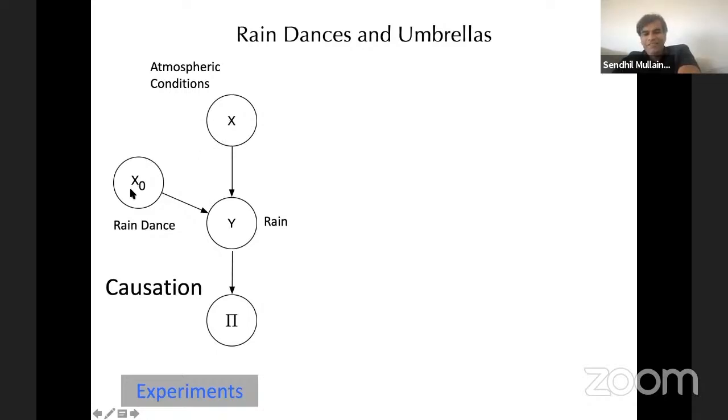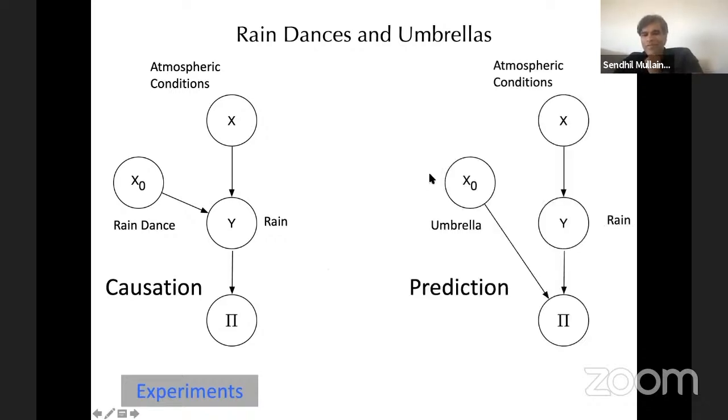We're interested in whether the rain dance influences rain. And experiments are useful for this. Now let's look at the umbrella problem. In the umbrella problem, it looks very similar. There's atmospheric conditions X that go to Y. There's an umbrella, a decision, but notice, whatever you may think, deciding to take the umbrella doesn't have a causal effect on rain, though it may feel like that some days. The umbrella affects payoffs.